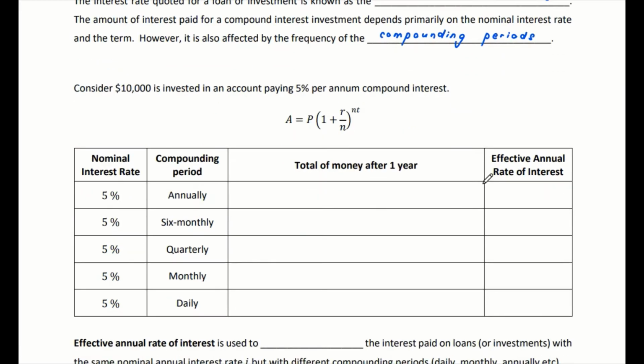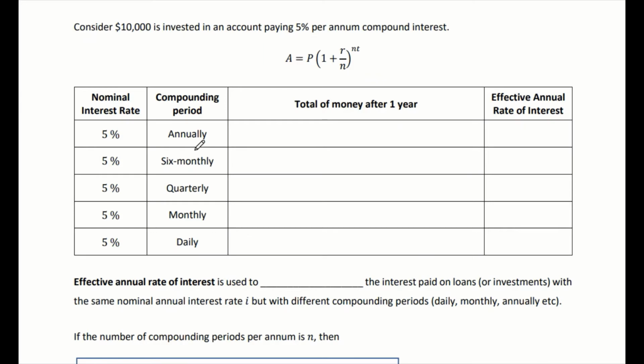So we are going to look at this simple example here. Consider the case where we are going to invest 10K in an account that pays 5% per annum for compound interest. So this is the formula that we learned during our last lesson regarding compound interest. In this situation, we are going to look at 5 different situations which have the same nominal interest rate, which is 5% per annum, but different compounding periods: annually, 1 time in a year, 6 monthly, 2 times per year, quarterly, 4 times a year, 12 times a year, and also daily. Then we are going to look at whether it makes any difference in the total amount of money that I have in my account after 1 year.